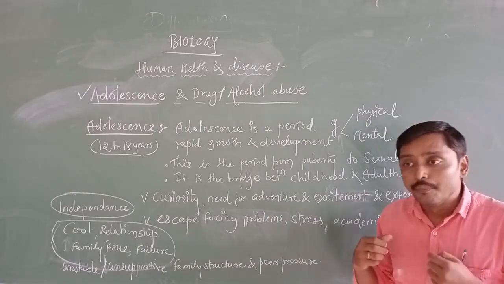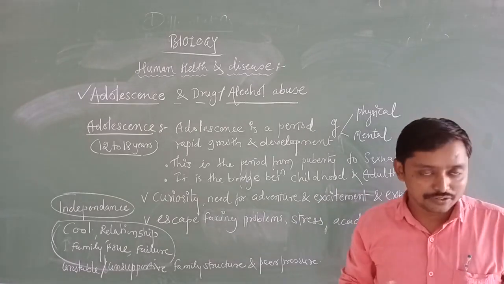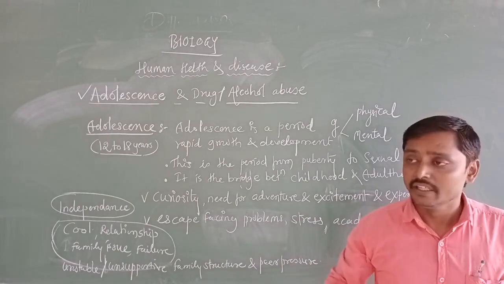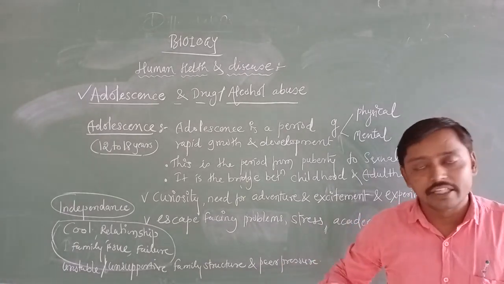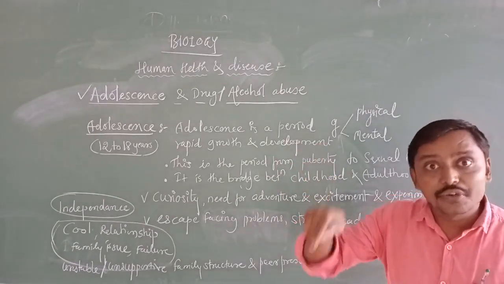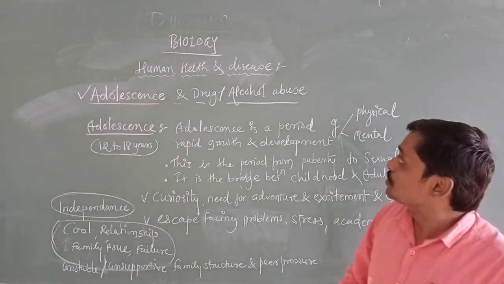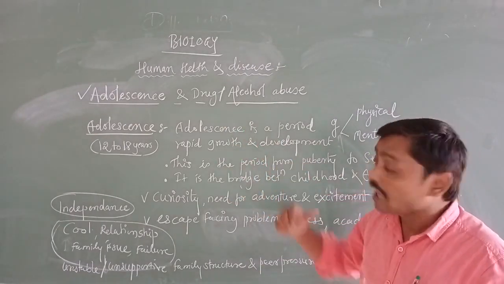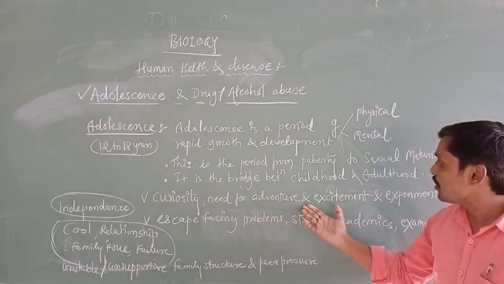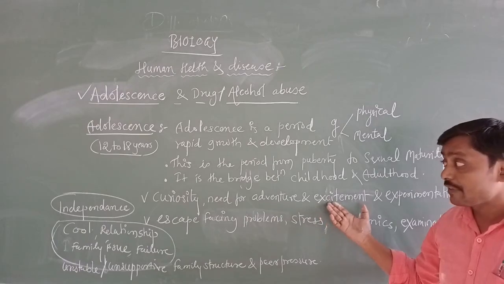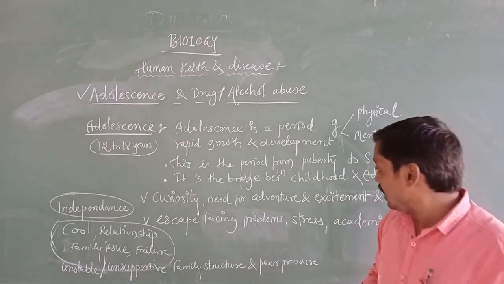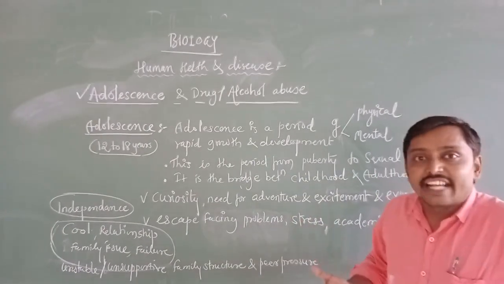They are all very curious about the things happening around them. They want to know each and everything. They are curious about all those things, and because of that curiosity, they use drugs and alcohol. That is the first cause. And second, need for adventure or excitement. If you are very curious to know something, for that you show excitement.